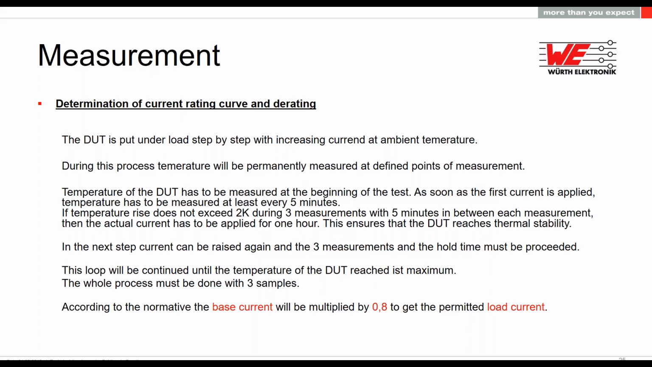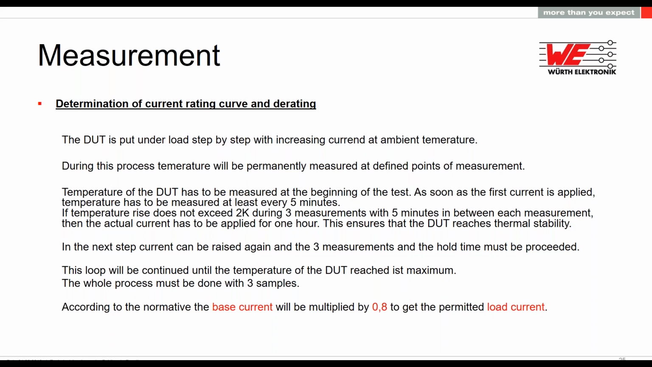So now the requirement of the normative for proceeding with the test. The device under test has to be put under load step by step with increasing current at the same ambient temperature, of course. During the process, the temperature will be permanently measured at defined points of measurement. And of course, we have to measure the temperature in the beginning to have an initial temperature of our part. And as soon as we apply the first current, the temperature has to be measured at least every 5 minutes, better more often.